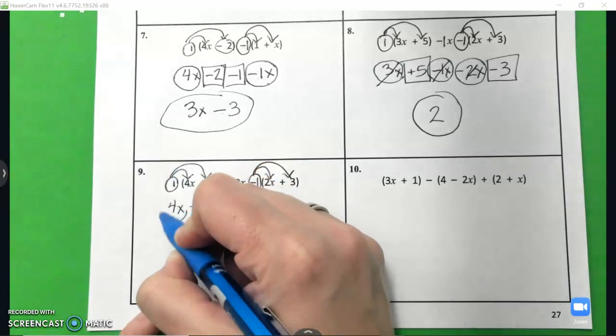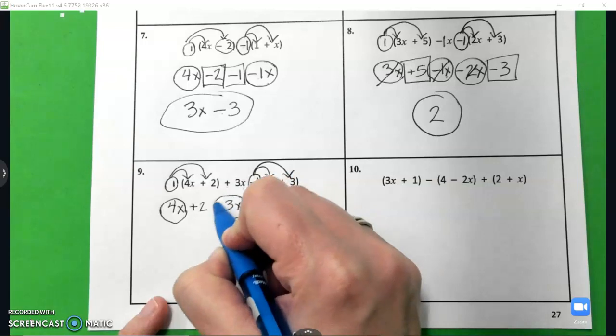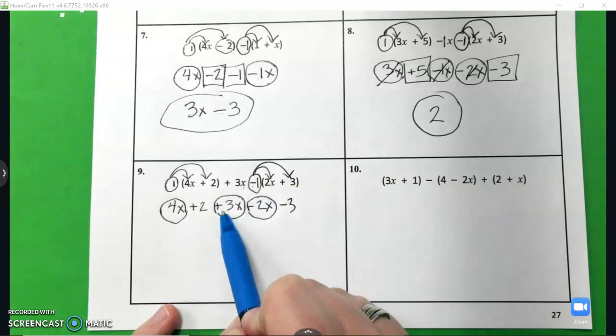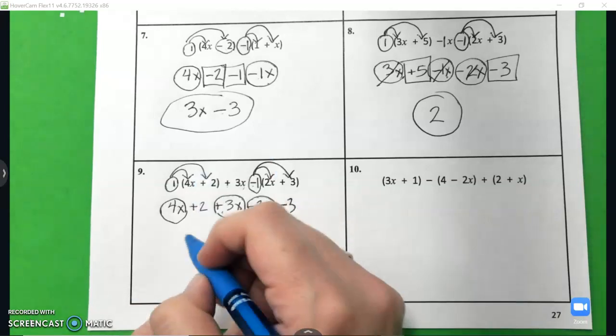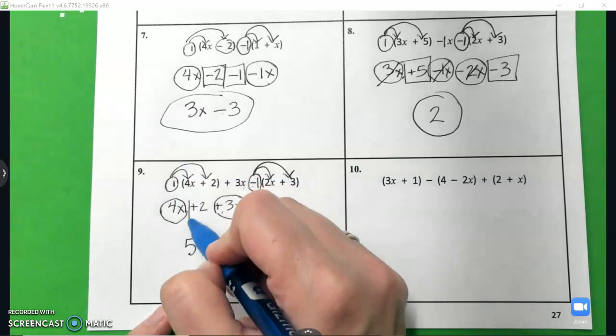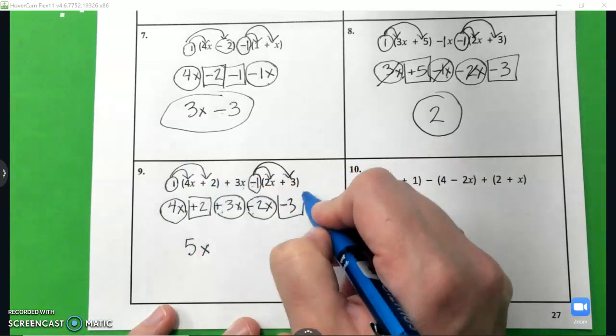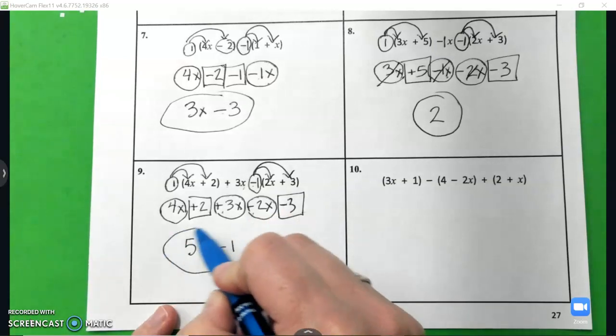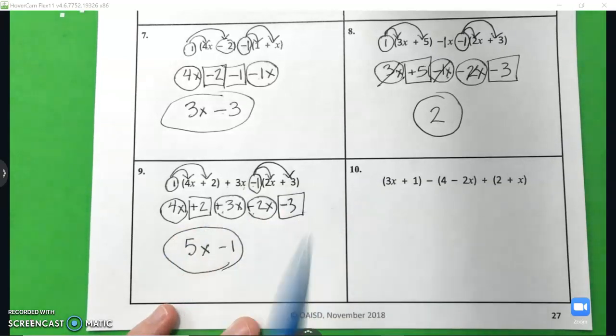So we've got 4x plus 3x minus 2x. So 4 plus 3 is 7. Minus 2 would give us 5 x's. And then we have positive 2 minus 3, which would leave us with negative 1. Our simplified terms are 5x minus 1.